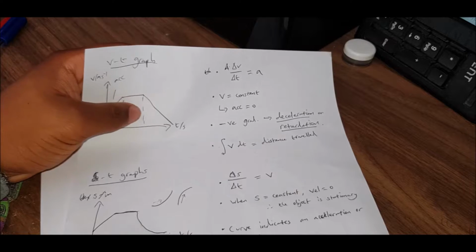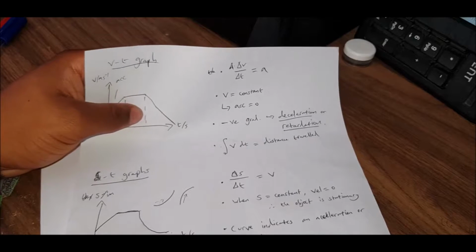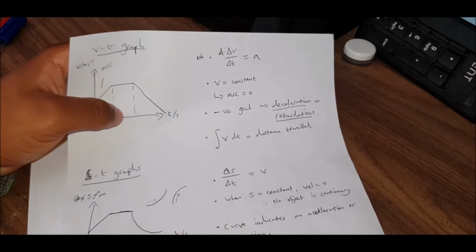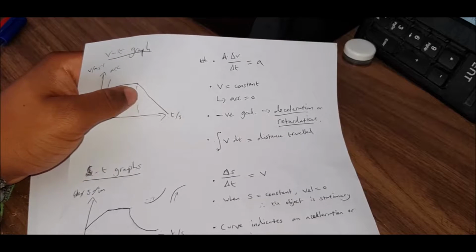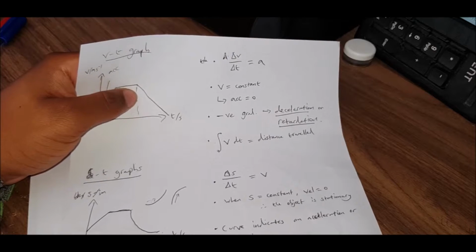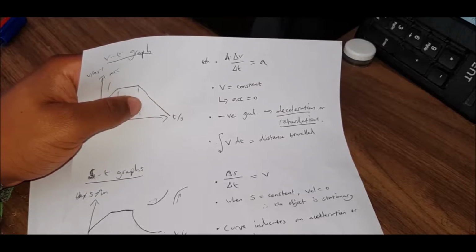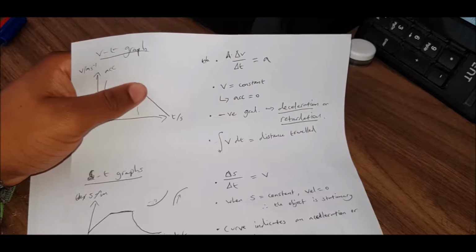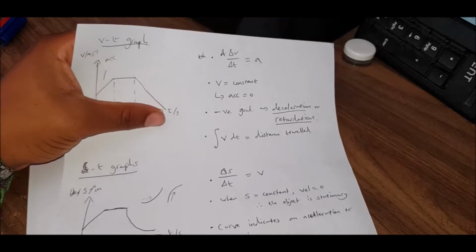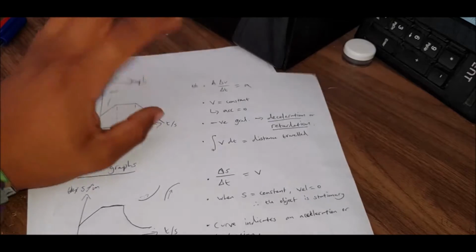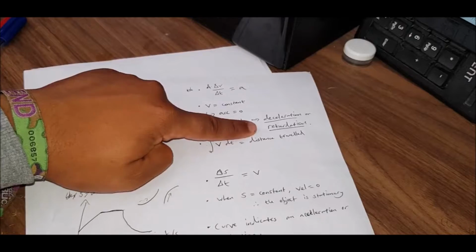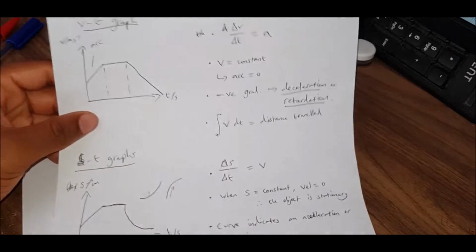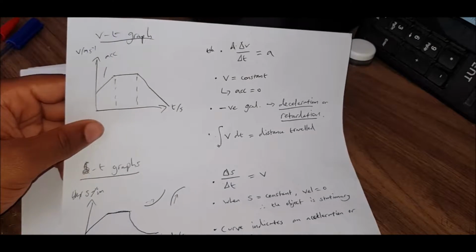So the flat gradient means that there is a constant velocity. So you're still increasing your displacement or distance, and then your negative gradient is what's called your deceleration or retardation, if you're that much of a child to use this word.